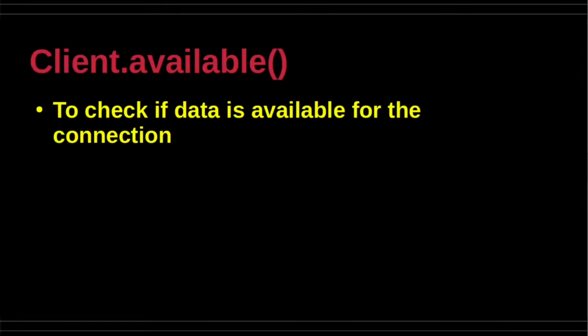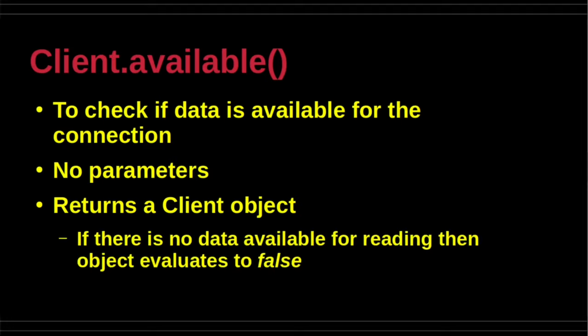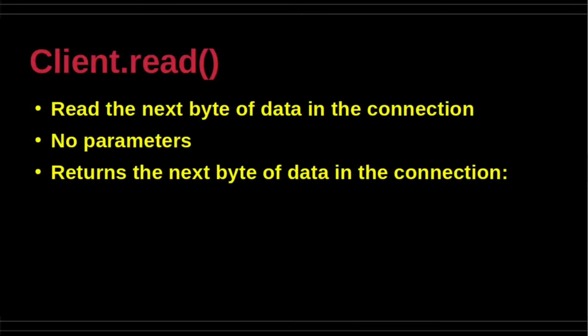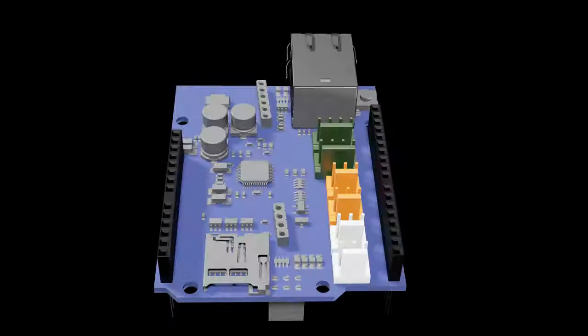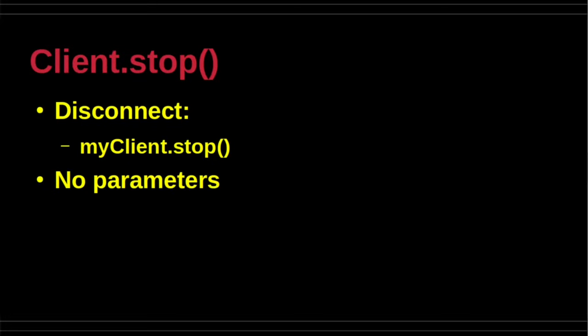The available method checks if data is available for the connection. It does not read the data into any buffer. The read method, as the name implies, reads the next byte of data in the connection pipeline. If there is no data present, then the response value is -1. The stop method disconnects the client. There are no input parameters and no response is returned.